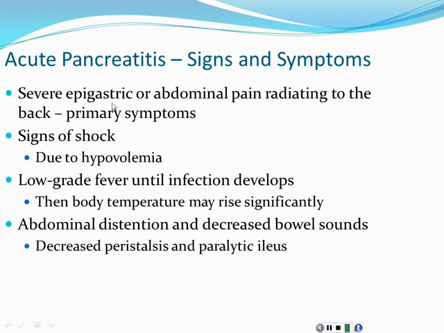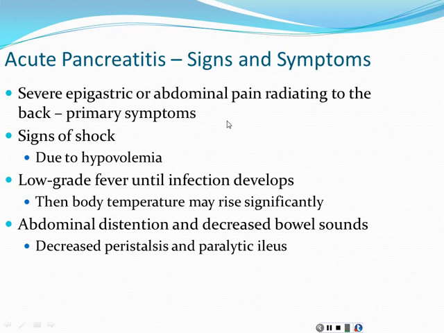Severe epigastric pain, usually radiating to the back. Sometimes the pancreatitis patient will come in holding the small of their back saying, oh, my back hurts, my back hurts. And that's because the pancreas is actually behind the abdominal cavity. And it's severe pain. Signs of shock from hypovolemia, low-grade fever, until the infection develops.